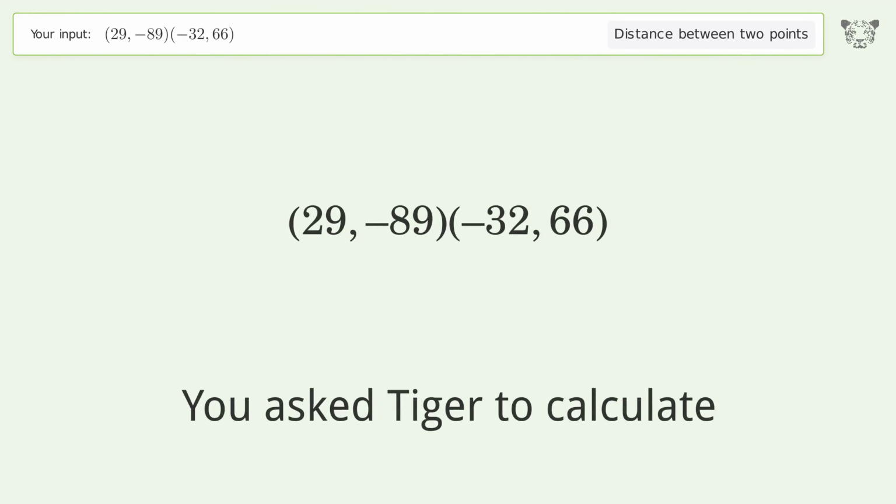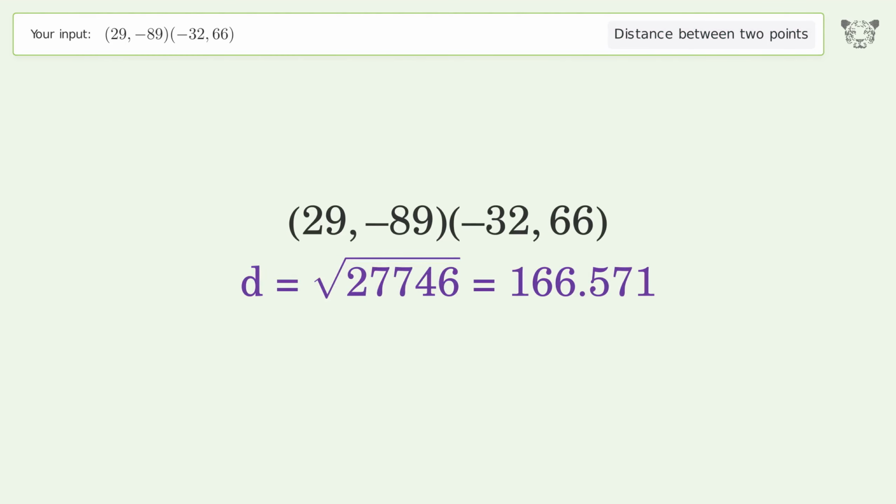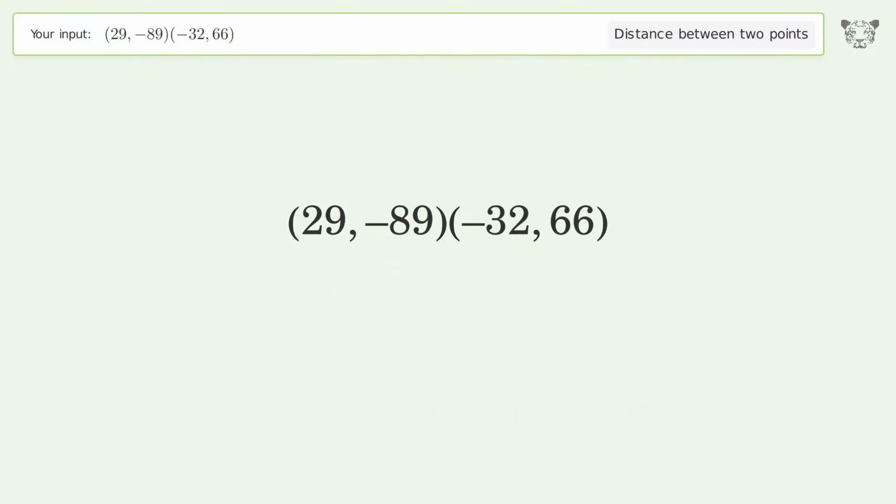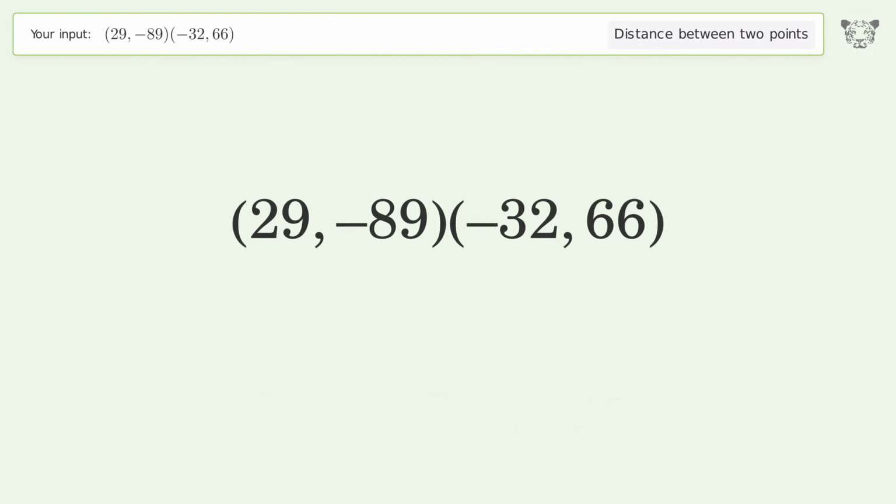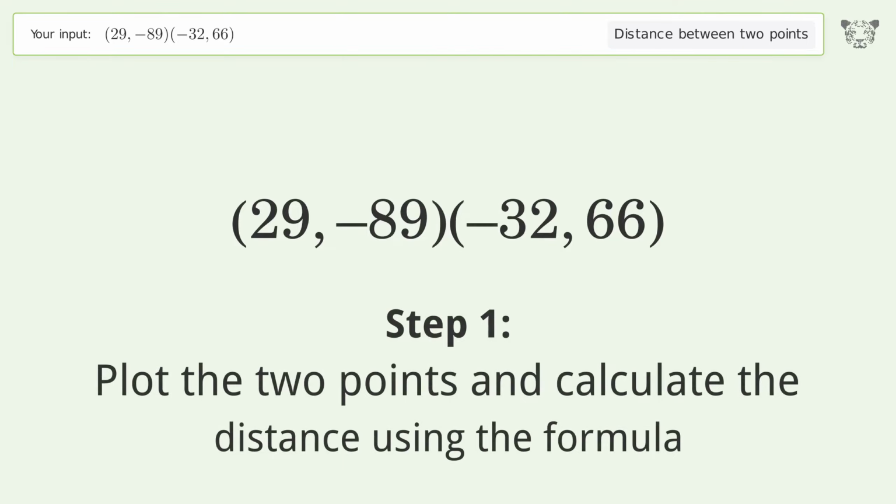You ask Tiger to calculate. This deals with the distance between 2 points. The distance between the 2 points is the square root of 27,746, or 166.571. Let's solve it step by step. Plot the 2 points and calculate the distance using the formula.